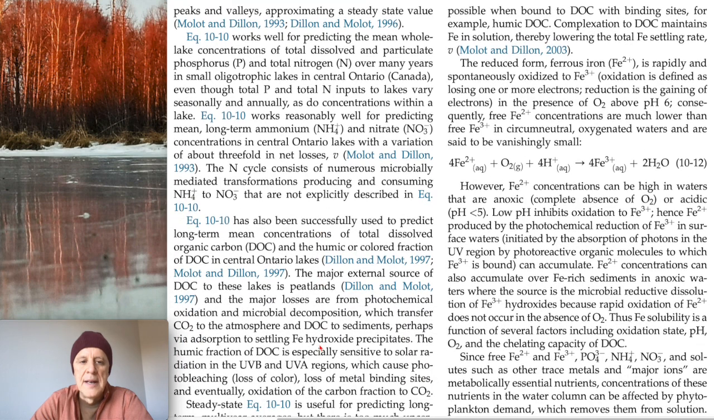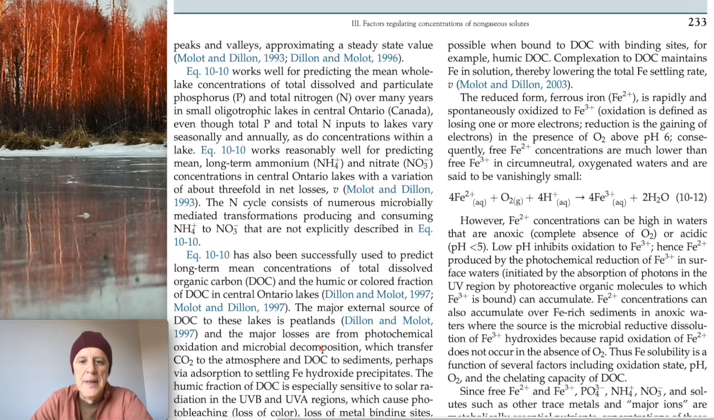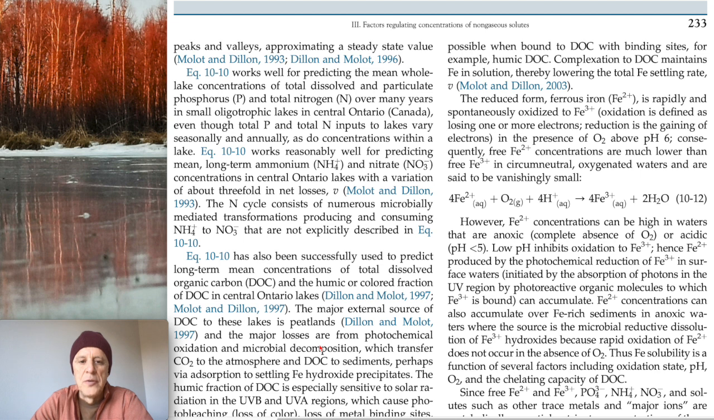Equation 10-10 works well for predicting the mean whole lake concentration of total dissolved and particulate phosphorus and total nitrogen over many years in small oligotrophic lakes in central Ontario, even though total phosphorus and total nitrogen inputs to lakes vary seasonally and annually, as do concentrations within a lake.